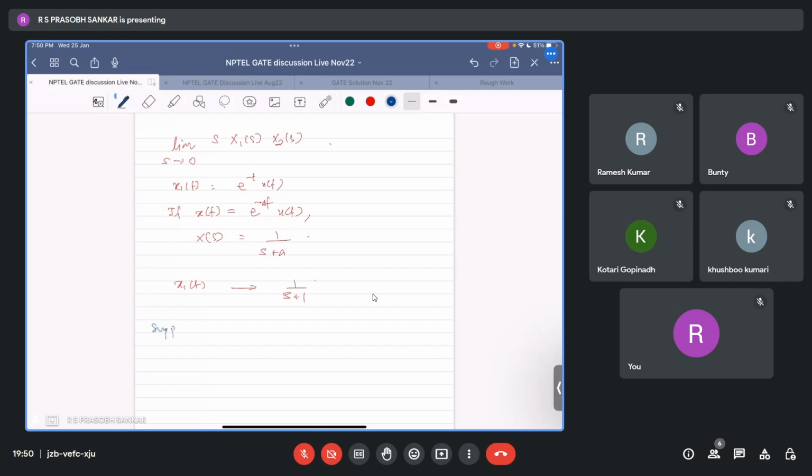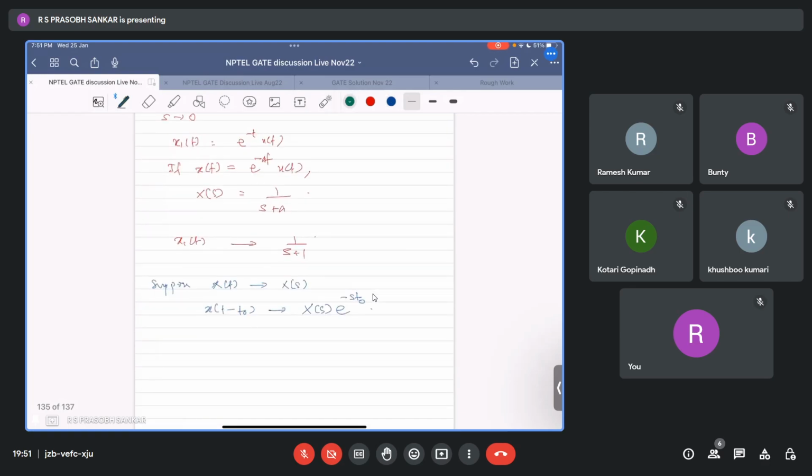Other thing is, suppose x(t) gives x(s), then x(t minus t naught) will give x(s) e raised to minus s t naught. This is again coming from the property of Laplace transforms.